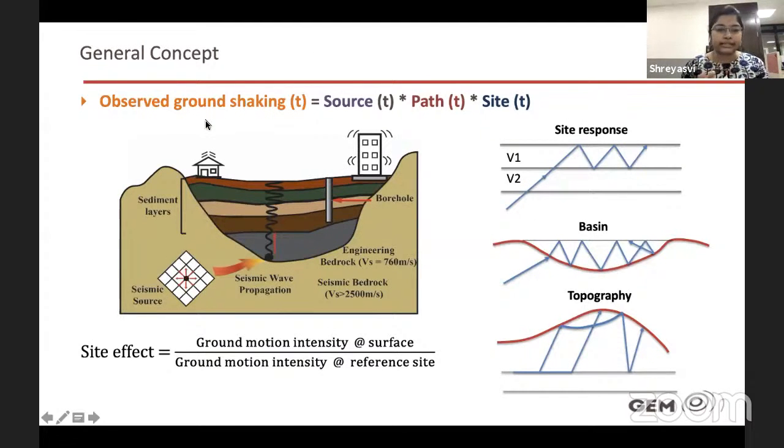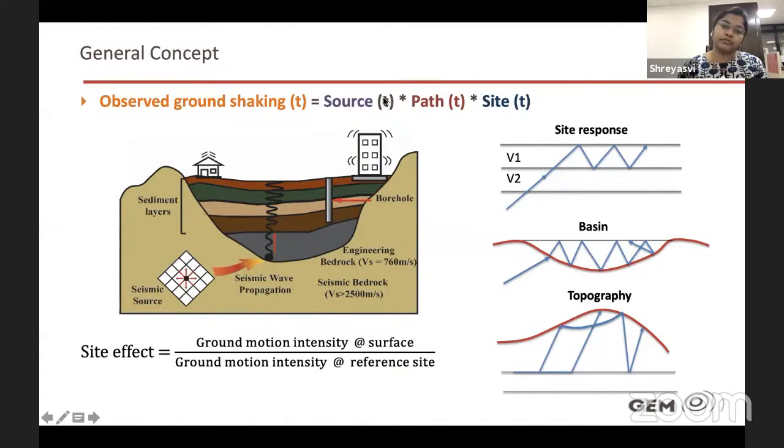In order to understand the overall concept of site effects, whenever we talk about ground shaking, be it in a one-story building or a multi-story building like this, you can decompose the ground shaking into three major components. One, we call it source. The second one is the path, and the third is the site.